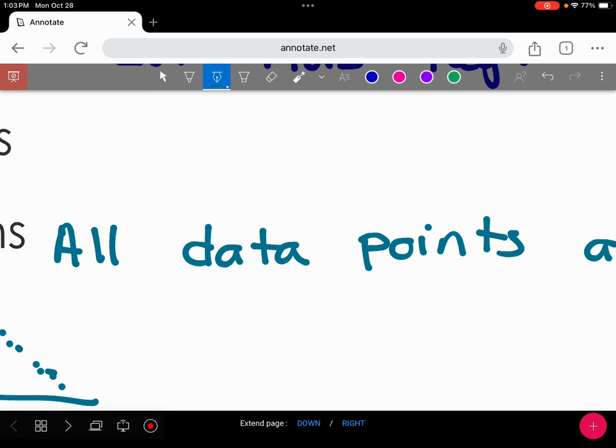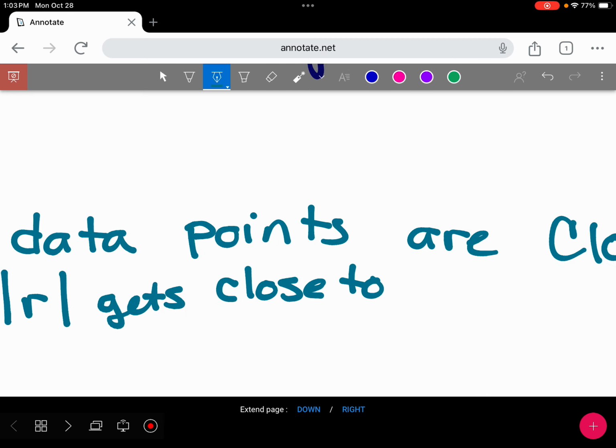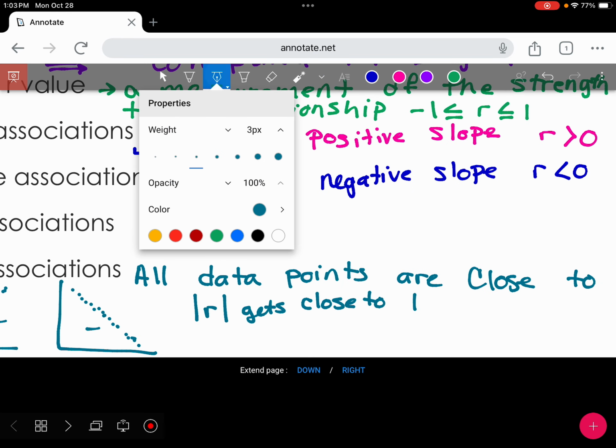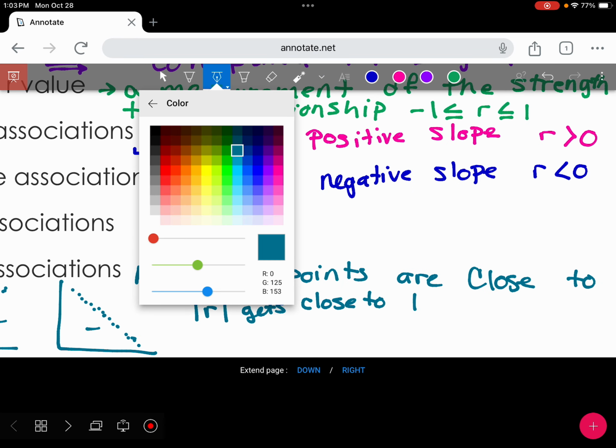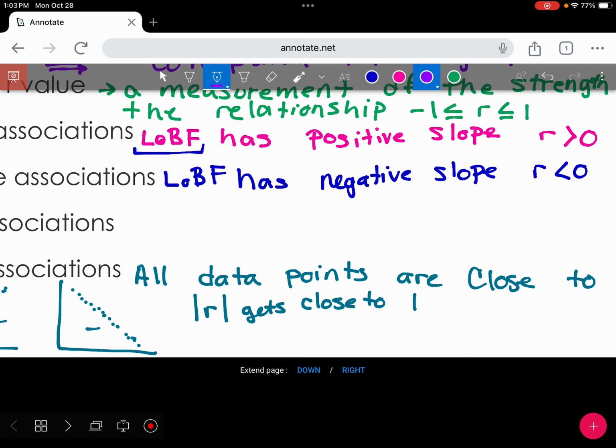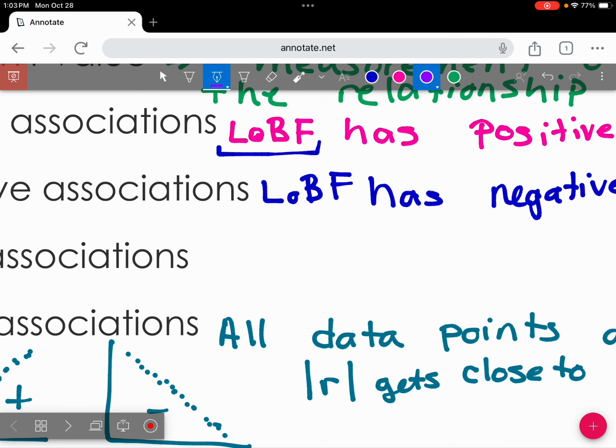So a way to word that, if you want to have that in your notes: the absolute value of R gets close to 1. So the distance of R to 1 gets really, really small. So 0.9 is a very strong association. 0.2, not so much. So those not-so-strong relationships, those would be our weak associations.